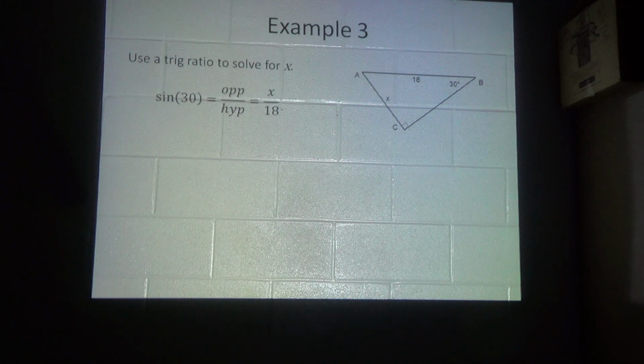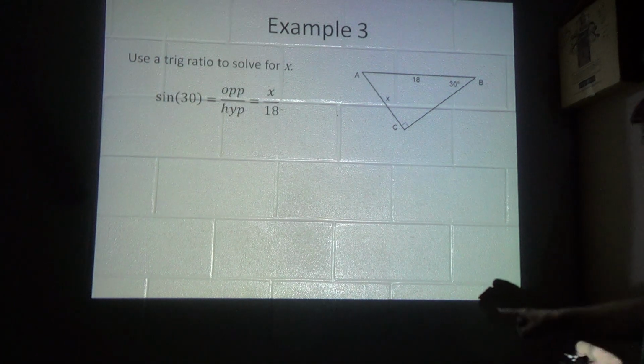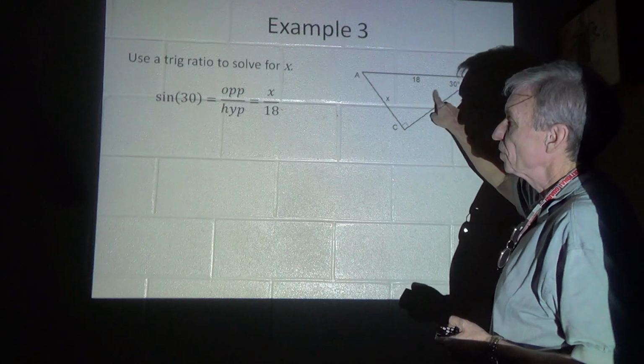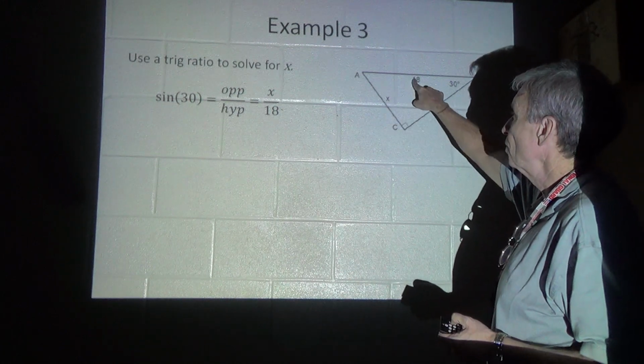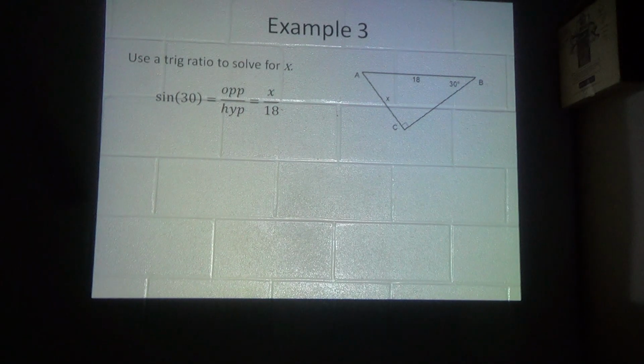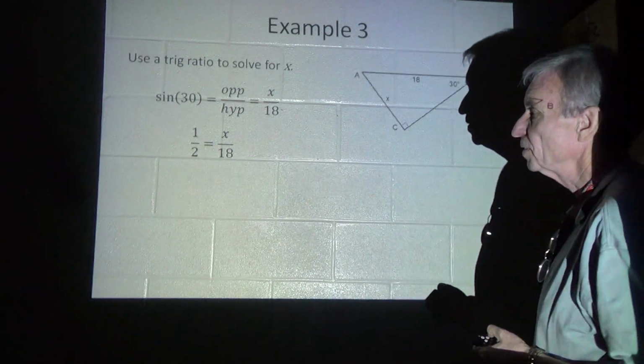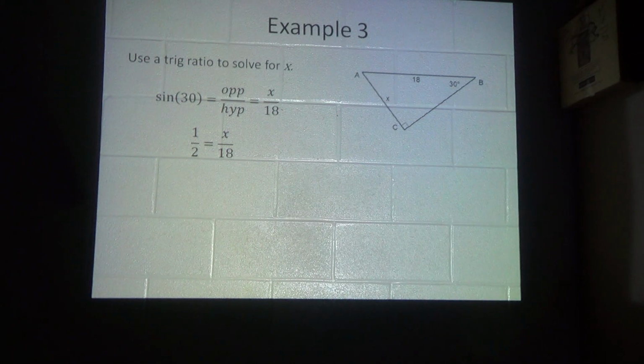Okay, what they want us to find is the length of this leg. Since the sine of 30 degrees is the opposite leg over the hypotenuse, that's the one we're going to use for this one, because that has the two parts: we're looking for one of them and we know the other one. From what we did before, the sine of 30 degrees is 1/2. So 1/2 is equal to x over 18, which forms a proportion.